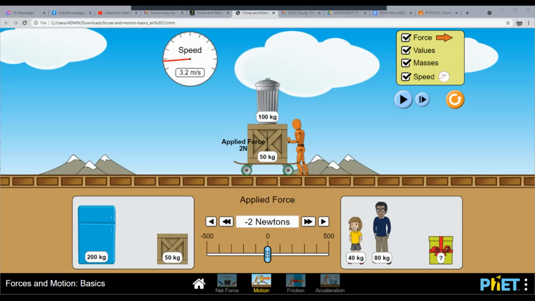Kapag nag-increase tayo ng acceleration or ng speed, ano ang mangyayari sa force? Should we decrease or should we increase? Mag-increase pa rin. If we increase acceleration, what happens to the force? Mag-i-increase din po, kasi po directly proportional.